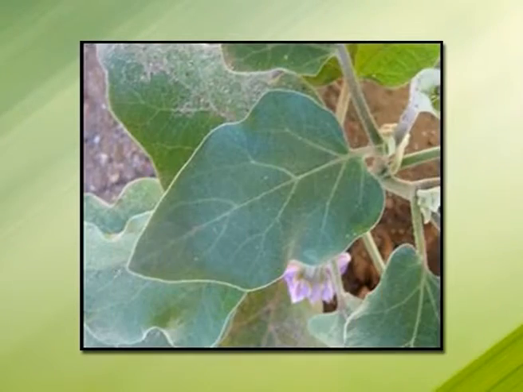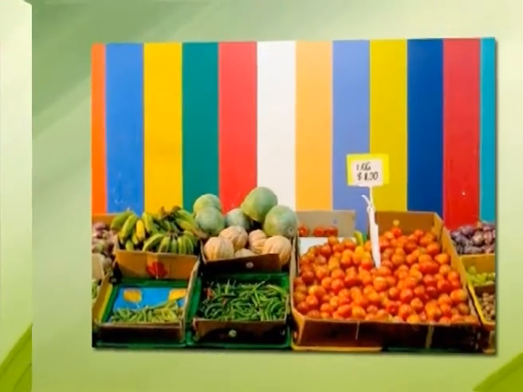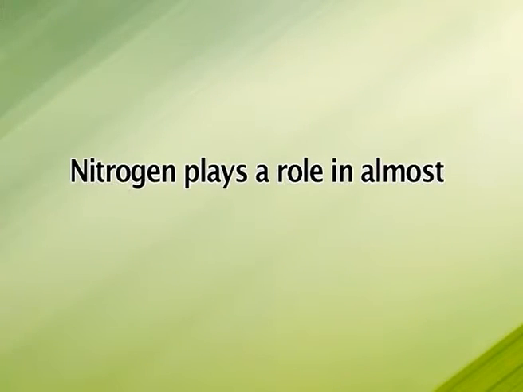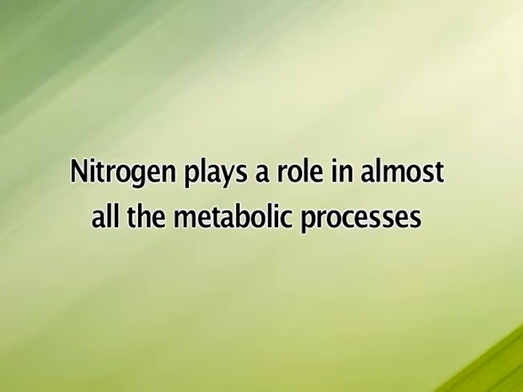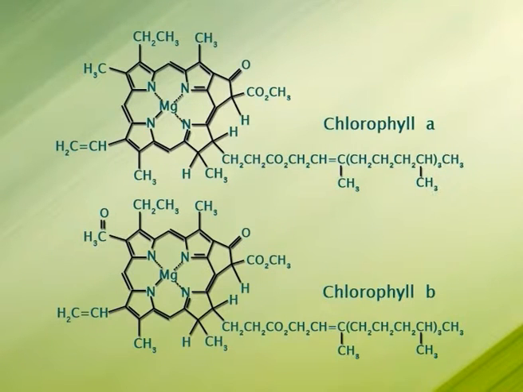Nitrogen promotes rapid growth, increases leaf size, hastens crop maturity, and promotes fruit size and seed development. Nitrogen plays a role in almost all the metabolic processes in plants. Being an important constituent of amino acids, it's present in enzymes which regulate metabolism. Nitrogen is an integral part of chlorophyll molecules and is present in its spiral rings.